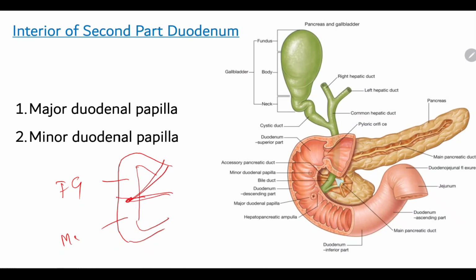So here you can see the bile duct is opening. Another opening you can see is where the major and minor pancreatic ducts open. There are two openings, and two structures can be seen inside the second part of the duodenum. One is the major duodenal papilla, another one is the minor duodenal papilla. Here we have the major duodenal papilla and here is the minor duodenal papilla.